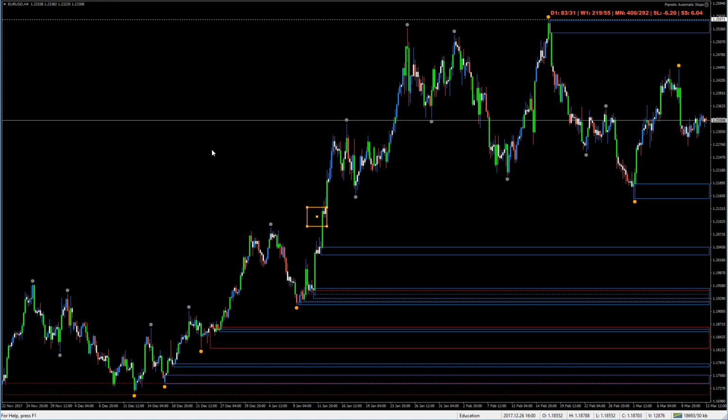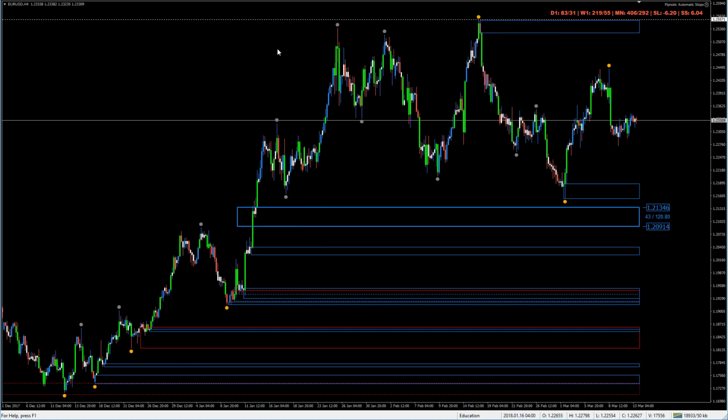Okay, something like that. We put our stop in as well. We've got something like that. So this is the area of demand that we would expect price to react at. Okay, so keep that in mind.